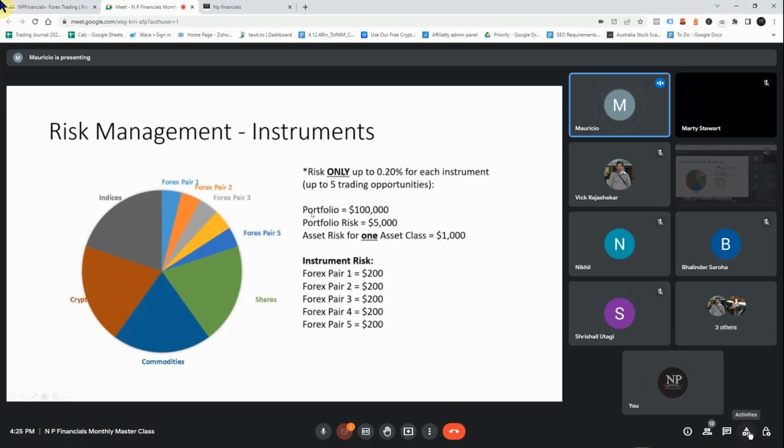For example, again, it's a 100,000 portfolio and we're risking 5,000. We're looking at Forex, so that's 1,000. You can see the Forex pairs here: 1, 2, 3, 4, and 5. We have a recommendation or suggestion of 8 pairs, but I'm only looking at 5. If we look at the 5 pairs, we can see it's $200 each that we're risking. So if there's an opportunity for 5 instruments, that would be the maximum we would risk for each trade. Does everyone agree? Yes. Excellent.